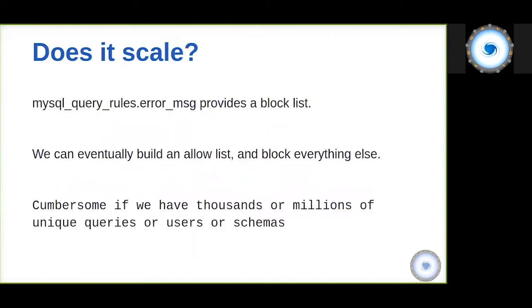So ProxySQL MySQL query rules error message provide a way of blocking queries, but the way you configure it normally is that you specify all the criteria for blocking queries. Of course, this becomes a bit complicated if you have a lot of rules, a lot of queries. You can also convert it into an allow list. So you can specify a lot of queries that are allowed to be executed, and at the end of this list, you just have a catch-all rule that says, well, block everything else. And of course, again, this is quite complicated if you have a lot of rules. So we decided to implement this a lot better using whitelist tables.